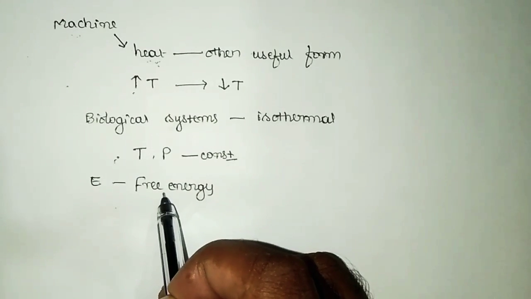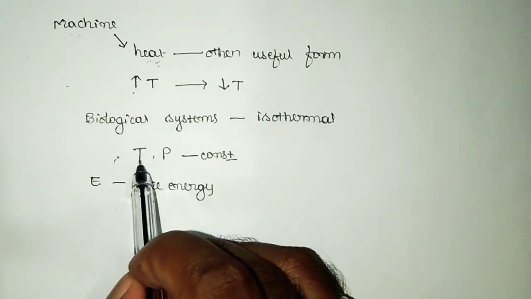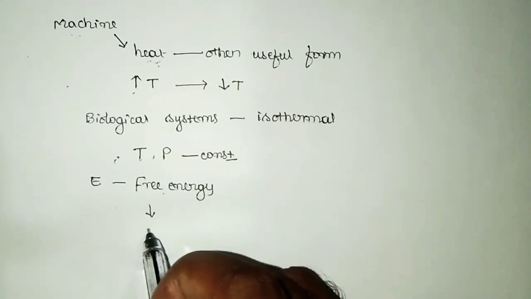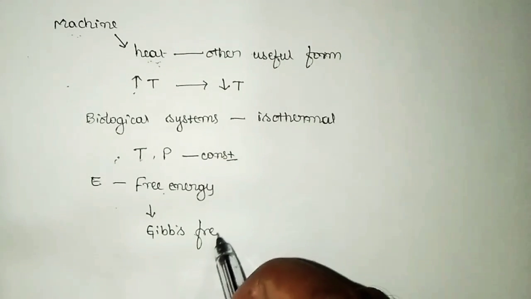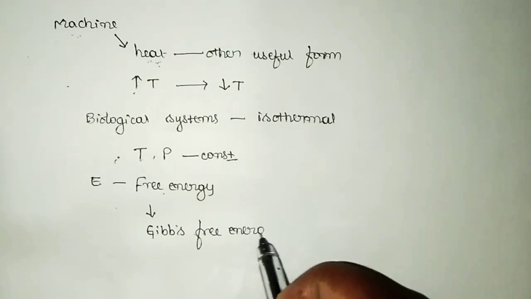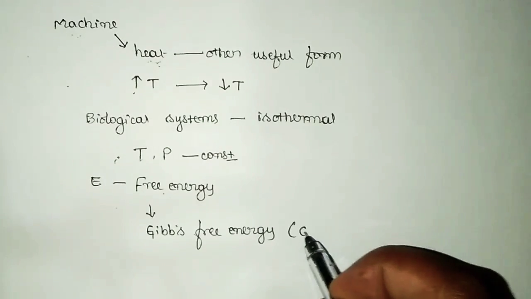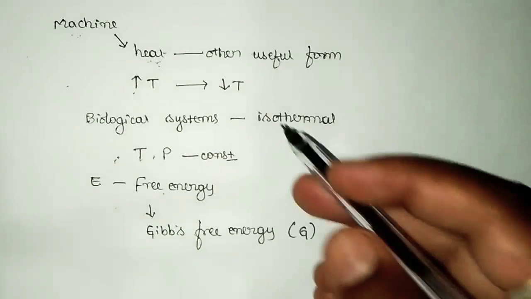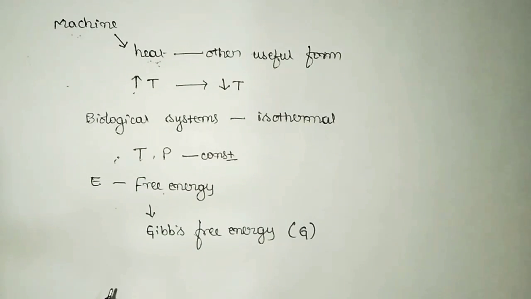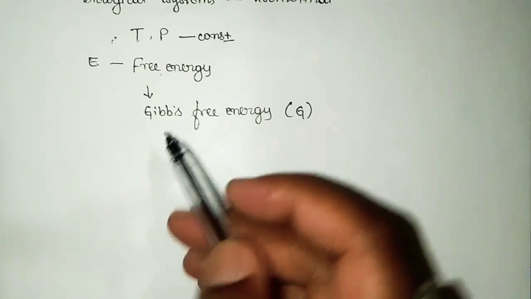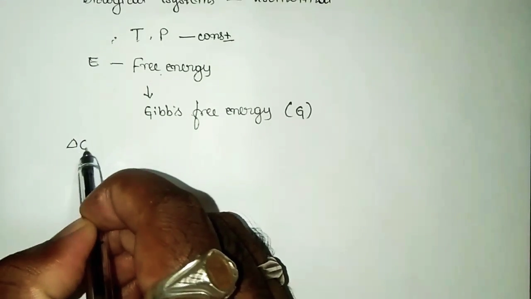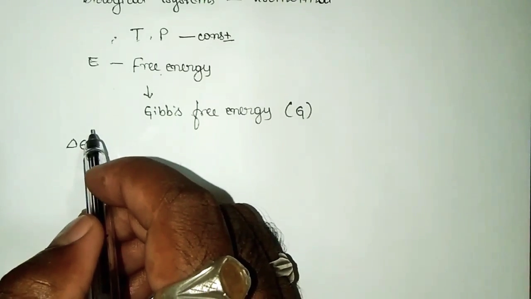The free energy which is utilized by the cells at constant temperature and pressure is called Gibbs free energy, which is designated with the capital letter G. And the free energy measurement is not that easy. Even though we are measuring things practically or experimentally, it is not easy to measure the Gibbs free energy directly, but we can measure the change in free energy, that is delta G.